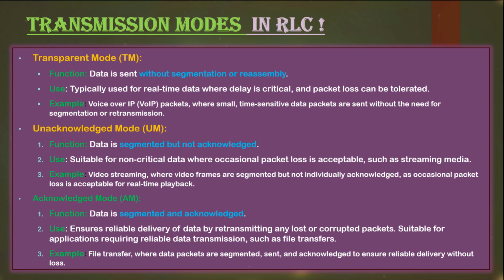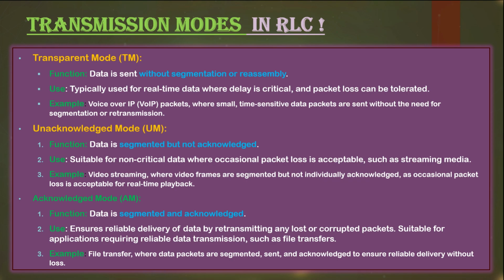In TM, transparent mode, there are no RLC headers, buffering at TX only, no segmentation and reassembly, and no feedback, that is, no acknowledgement. UM uses RLC headers, buffering happens at both transmission and reception, it is responsible for segmentation and reassembly, and there will be no feedback like ACK or NACK. In AM, acknowledged mode, there will be RLC headers, buffering at both transmission and reception, it also does the segmentation and reassembly, and it will have the feedback like ACK or NACK.